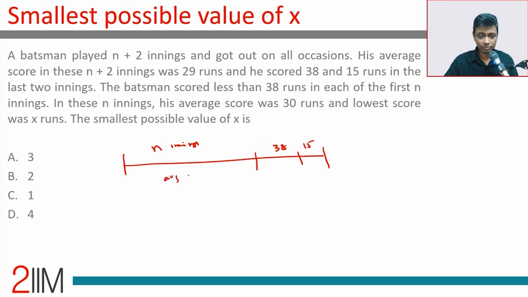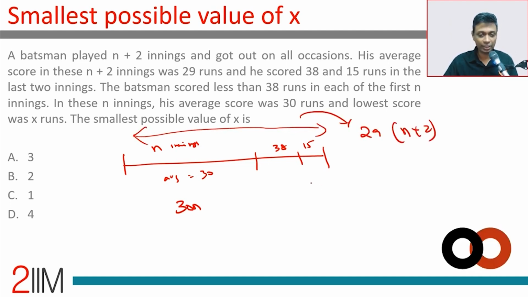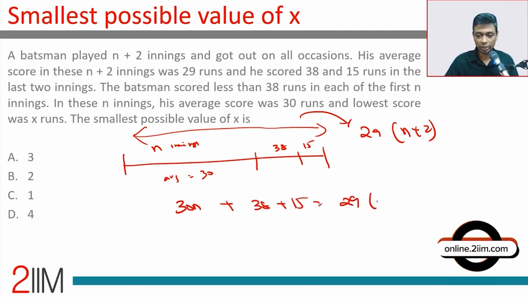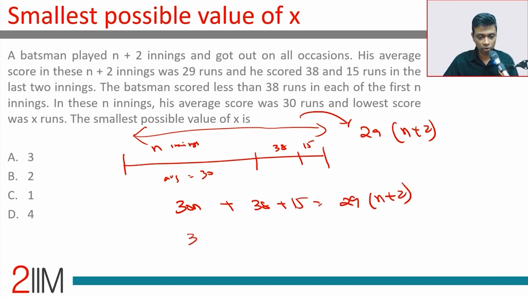Average is 30. So total is 30 into n. Average is 29. So overall total is 29 into n plus 2. Done. We can find n. 30n plus 38 plus 15 is 29 into n plus 2. So 30n plus 53 is 29n plus 58. Or n is 58 minus 53, which is 5. There are 5 innings beforehand.